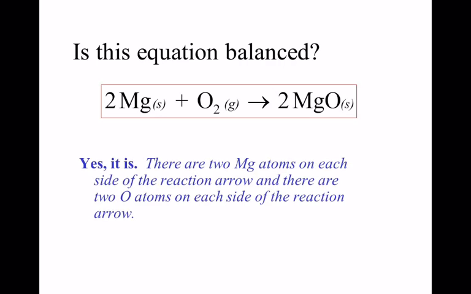So we'll take a look at this, and yes, this is balanced. If we go with a set of coefficients of 2, 1, and 2, that's 2 in front of the Mg, 1 in front of the O2, and 2 in front of the MgO. And again, if we start a little tally here, we could tally our Mgs and our Os, and our Mgs and our Os.